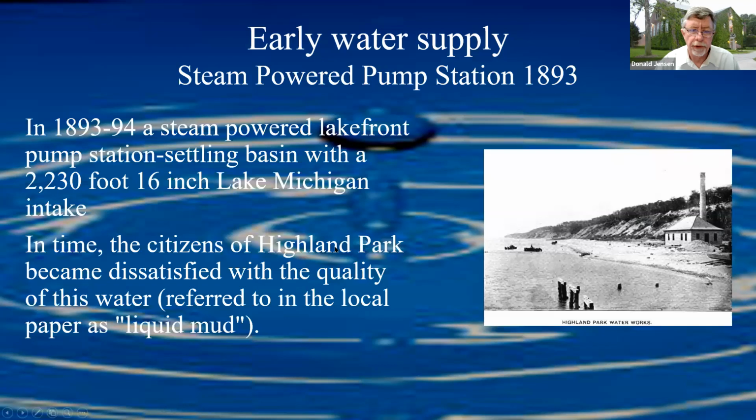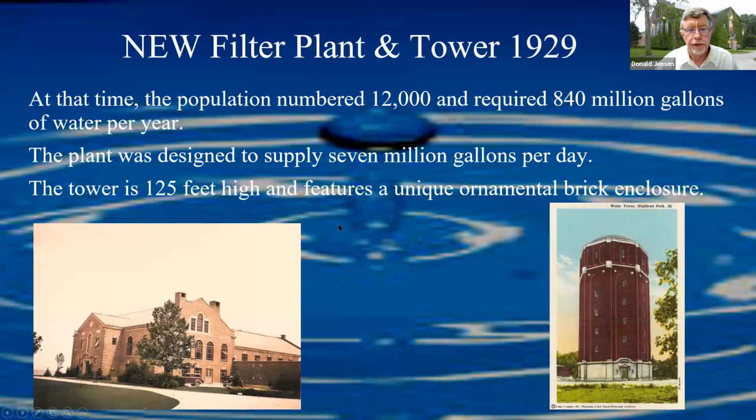There was no treatment at that time, and of course, it was back in the era of cholera and typhus epidemics. So in the 20s, the plant that we currently have, the initial plant, was built in 1929 and incorporated conventional surface treatment technology, designed to produce 7 million gallons per day at that time.